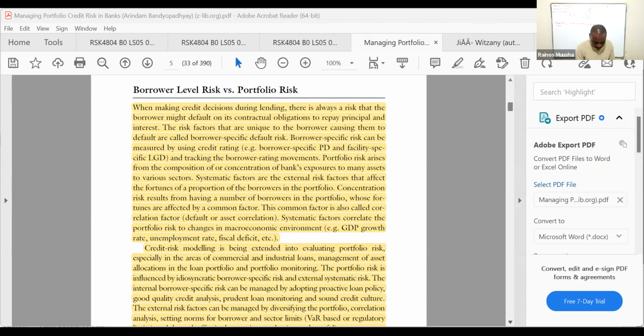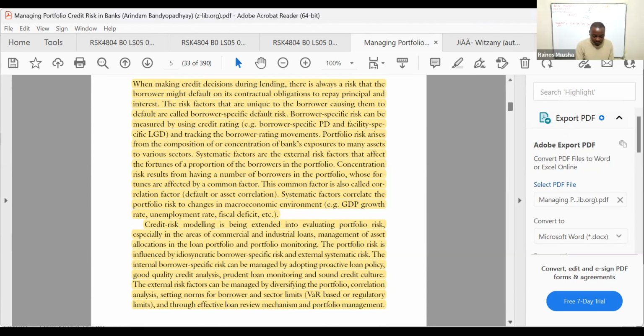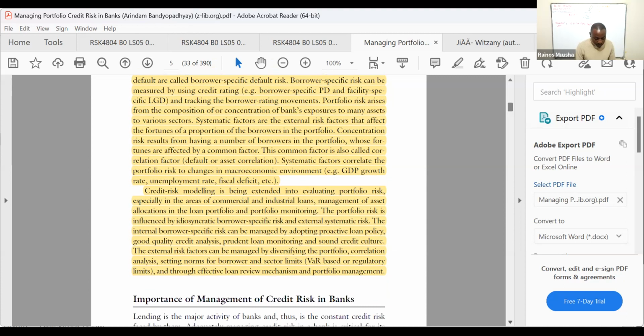So credit risk modeling is being extended into evaluating portfolio risks, especially in the areas of commercial and industrial loans, management of asset allocation in the loan portfolio, and portfolio monitoring. The portfolio risk is influenced by the idiosyncratic borrower-specific risk and external systematic risk. The internal borrower-specific risk can be managed by adopting proactive loan policy, good quality credit analysis, prudent loan monitoring, and sound credit culture. The external risk factors can be managed by diversifying the portfolio, correlation analysis, setting norms of borrower and sector limits, and through effective loan review mechanisms and portfolio management.